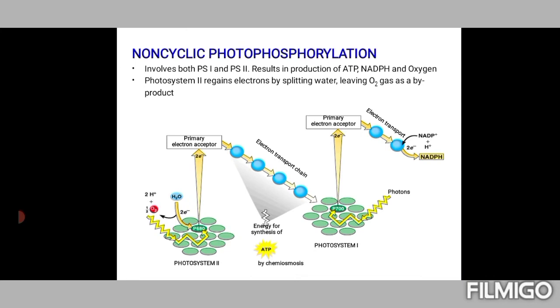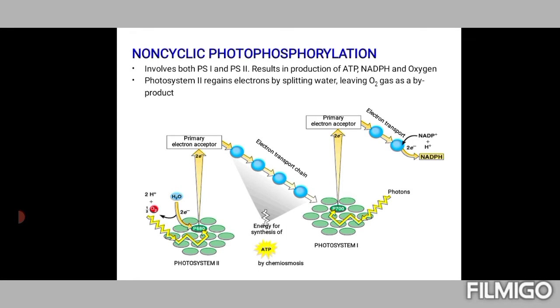Now this is non-cyclic photophosphorylation. As we know, it actually causes ATP synthesis. It results in NADPH production, and photolysis with the release of oxygen also takes place in non-cyclic photophosphorylation. Now this involves both photosystem 1 and photosystem 2.